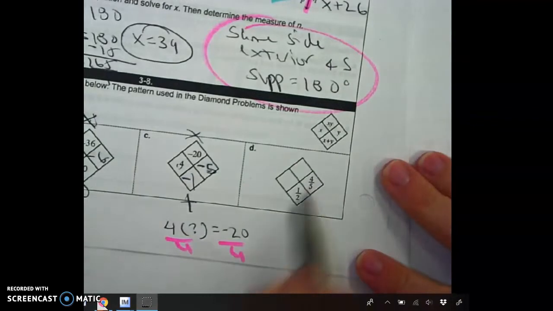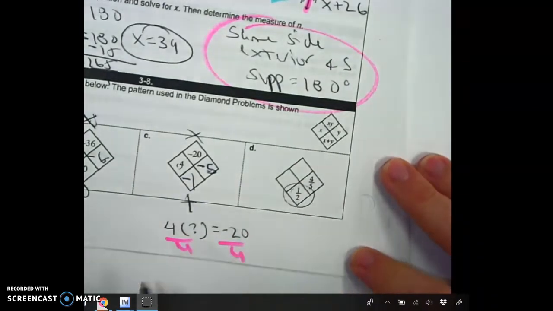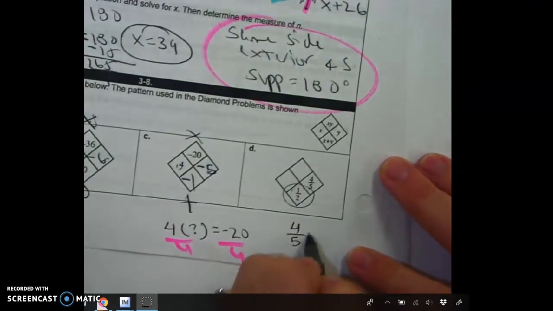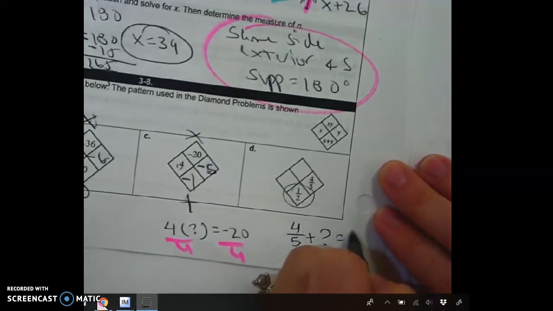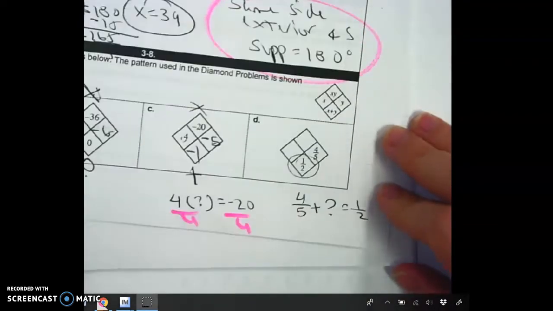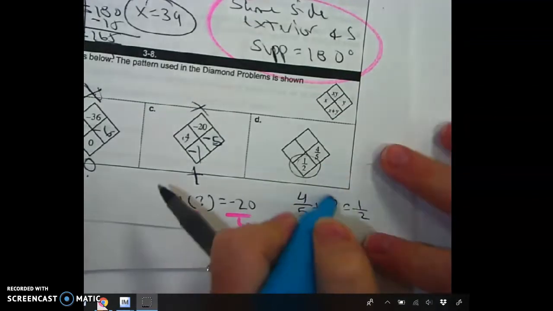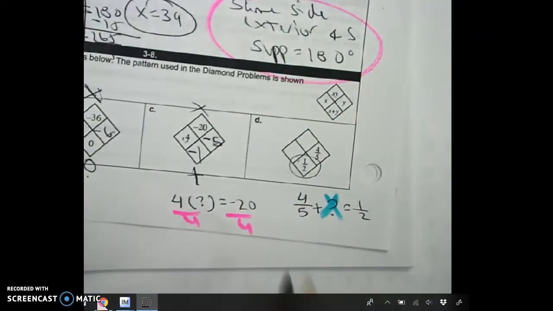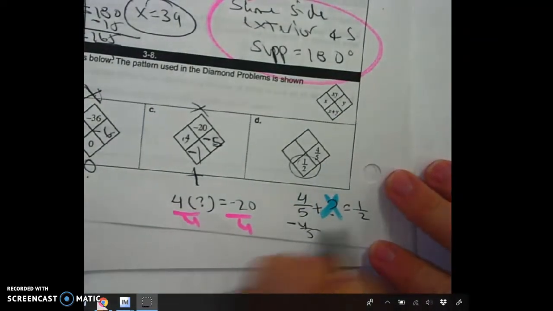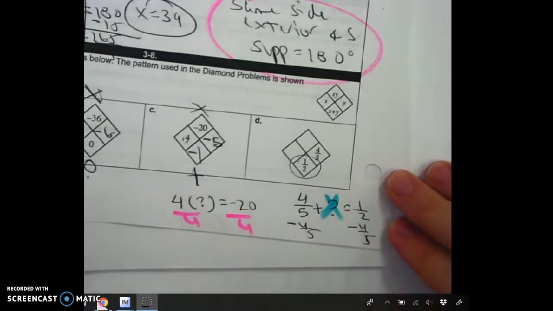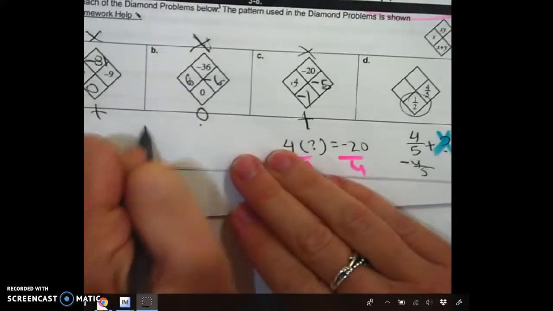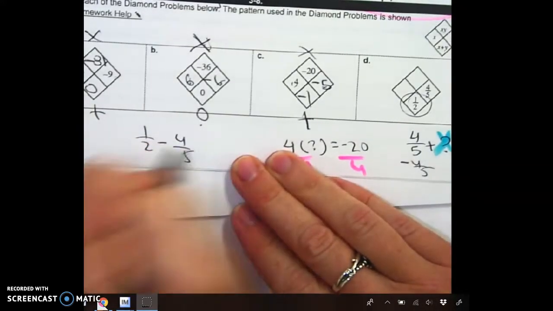I'm going to do that same thing here, but with adding. So I'm going to go 4/5 plus what number equals 1/2. When I don't know something, I call it x. And then how do I solve? Minus 4/5, minus 4/5. That's not easy to do. I'm going to do it over here. So I'm going 1/2 minus 4/5.